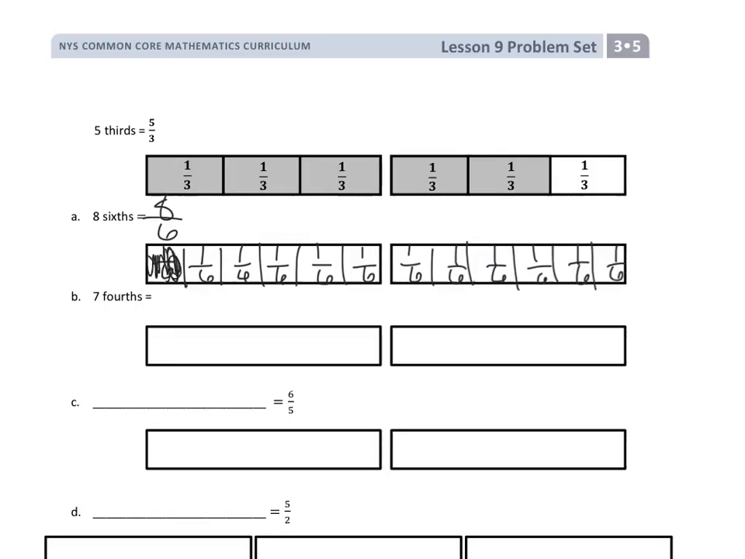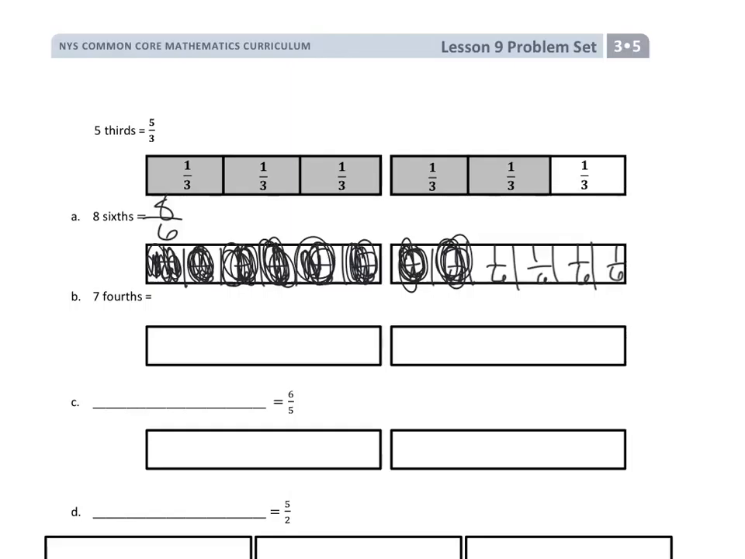1, 2, 3, 4, 5, 6, 7, and 8. That shows 8/6.